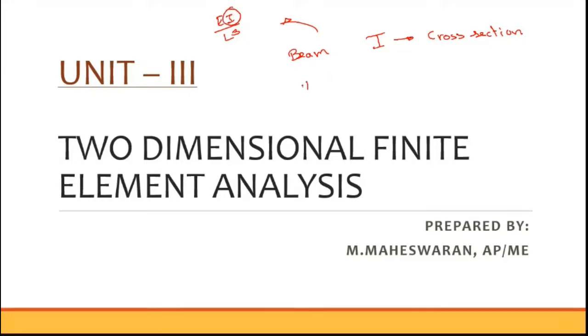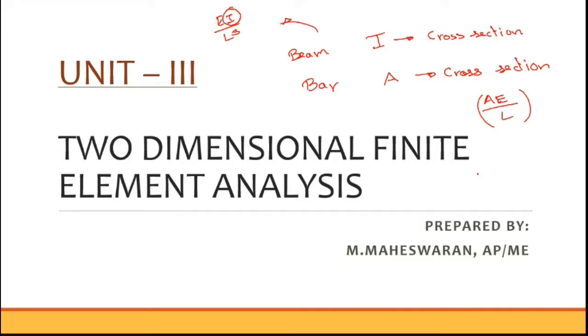Similarly, if you consider a bar element, we consider the cross-sectional area as the cross section. Only if you know the value of the cross-sectional area can we proceed, because our formula will be in terms of AE by L. So what we are doing is converting a three-dimensional figure into a one-dimensional figure. Now we are going to consider this three-dimensional figure in two dimensions, right?